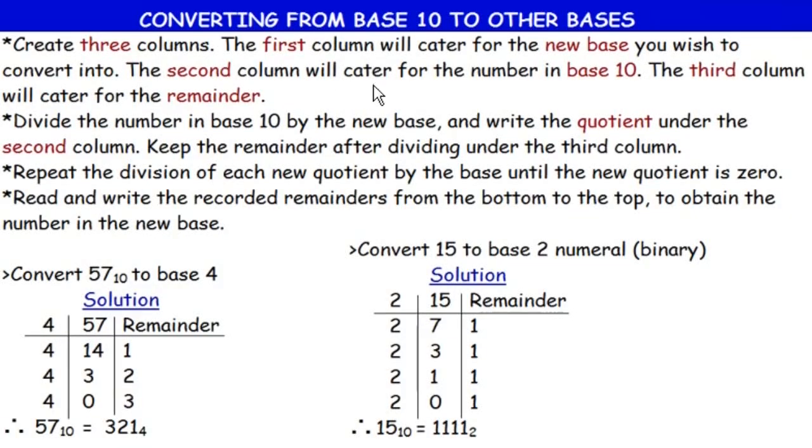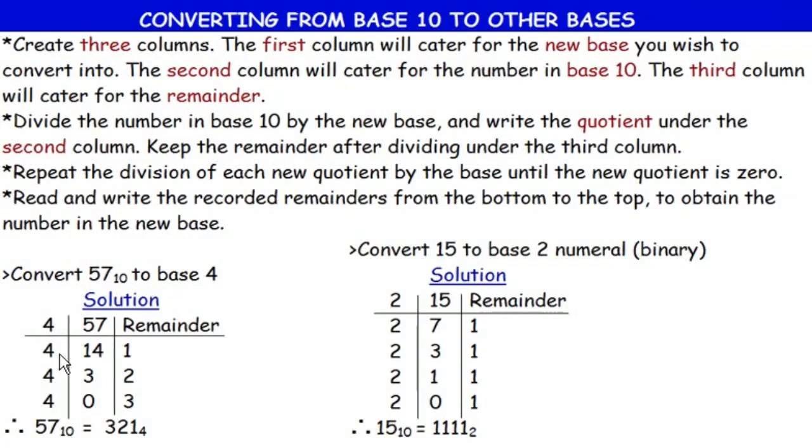Now the second column caters for the number in base 10, which is 57 here. The final column, or third column, caters for the remainder. So we are going to simply apply the principle of division here. We are going to divide the number in base 10 by the new base and write the quotient under the second column.